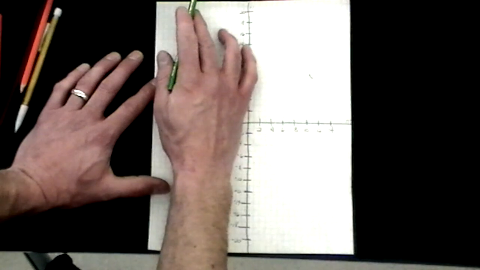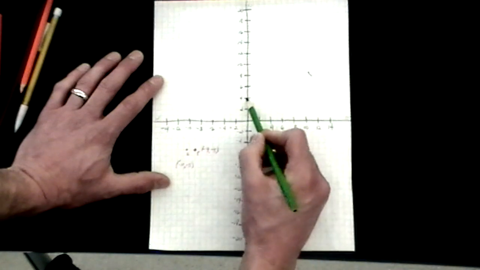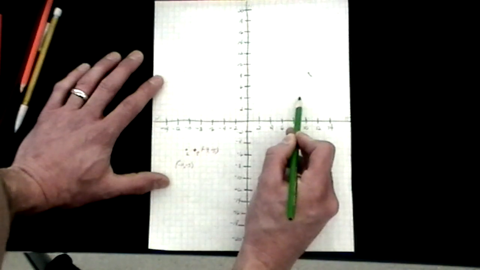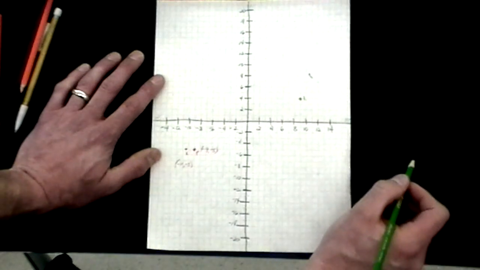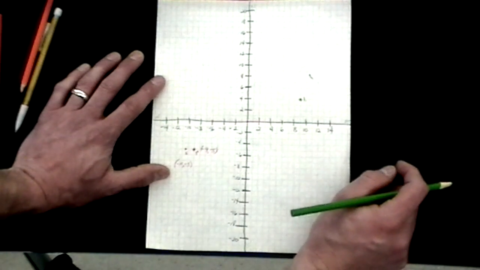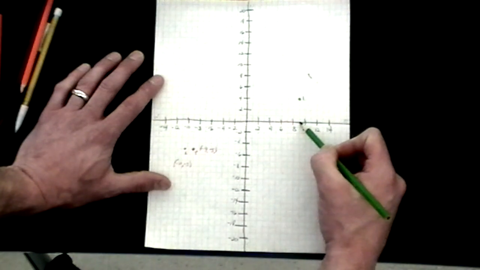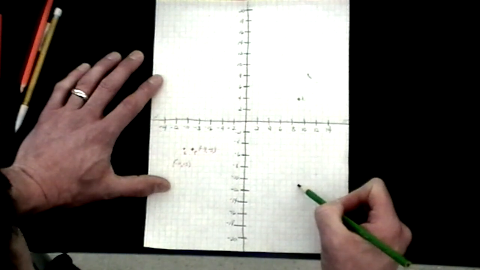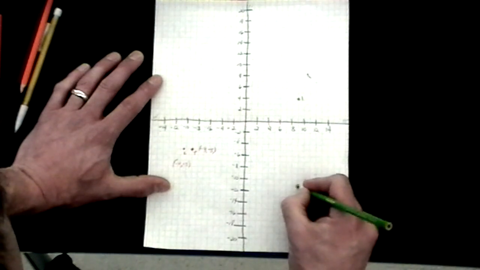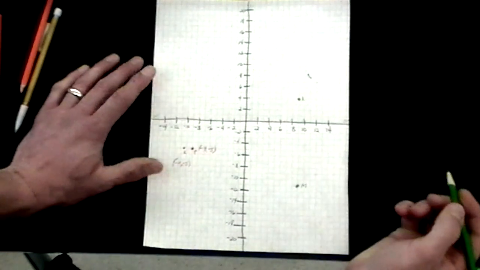Now it says the library was 4 blocks north, so I'm going to go 4 blocks north, and 9 blocks to the east. So I'll come over here to 9 blocks to the east, and I'll plot that point. And I'm going to label that L for library. The museum is 9 blocks east, so again I'm going to come here 9 blocks east, and 11 blocks south. So now I'm going to come down south 11 blocks and plot that point. And I'm going to label this M for museum.